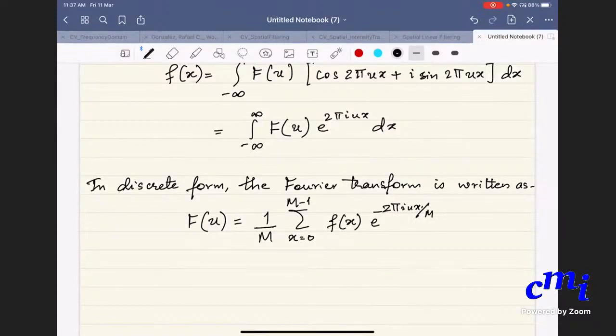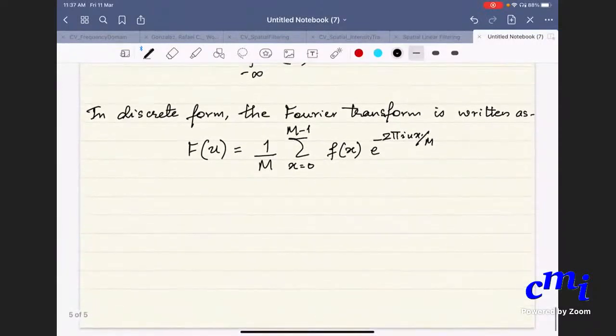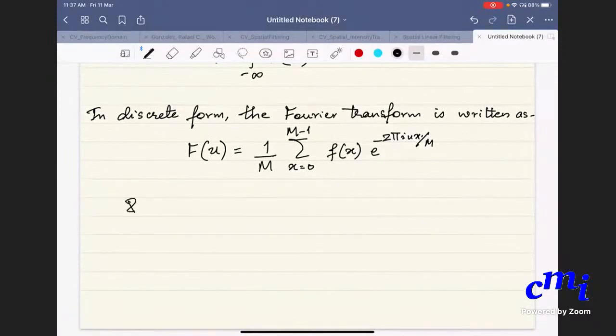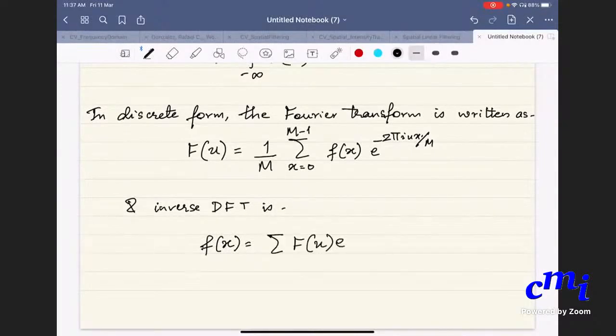Which in general is a complex number. So this F of u will be a complex number, of course, you can see. And the inverse DFT is f of x equal to summation of capital F of u e raised to 2 pi i ux by m, where u goes from 0 to m minus 1.